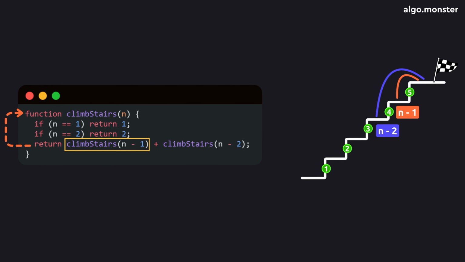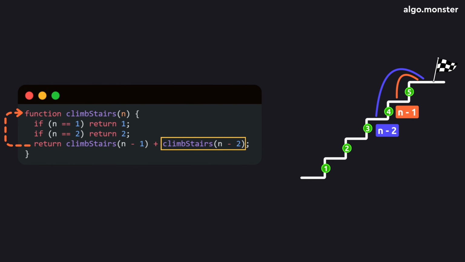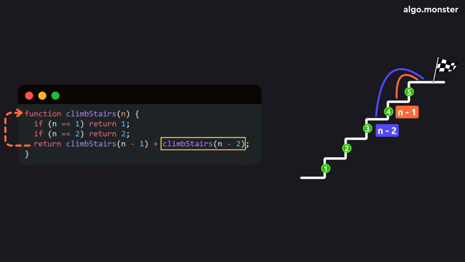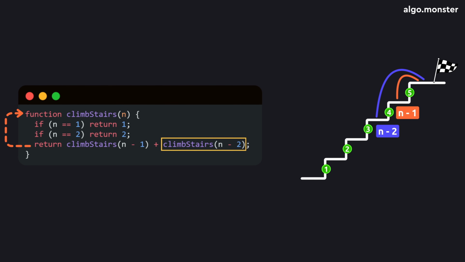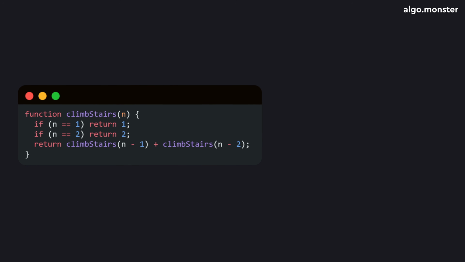First, it asks, how many ways are there to reach step n minus 1? And calculates it recursively. Then it asks the same question for step n-2. Since the function itself knows how to compute the number of ways for any given step, the values it returns are exactly what we need. All that's left is to add them together. But to really see how this works, let's walk through the recursion step by step.